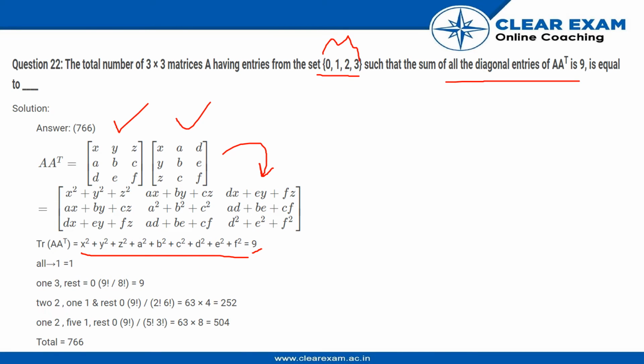And if you look at the third and the fourth cases, you will find a similar combination. Two of the numbers are 2, so their squares become 4, and 4 plus 4 becomes 8. Now only 1 more is needed, so we add 1, that makes it 9, and the rest are 0. Here, whatever number we choose to be a singular number, like the 3 or the 1, we don't count its arrangements, we only count the arrangements of the other numbers.